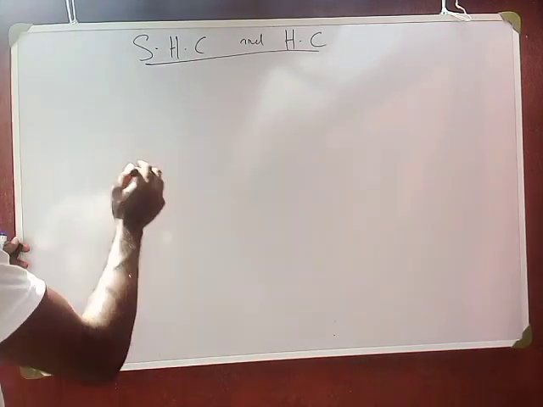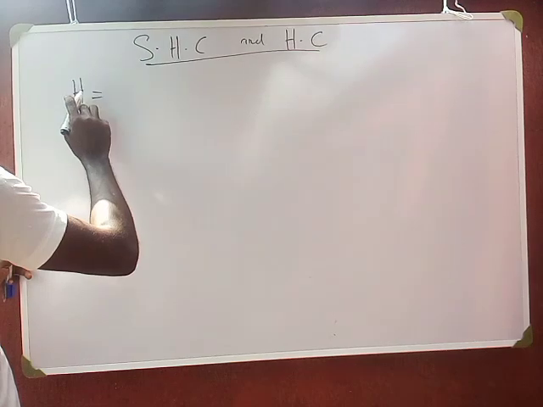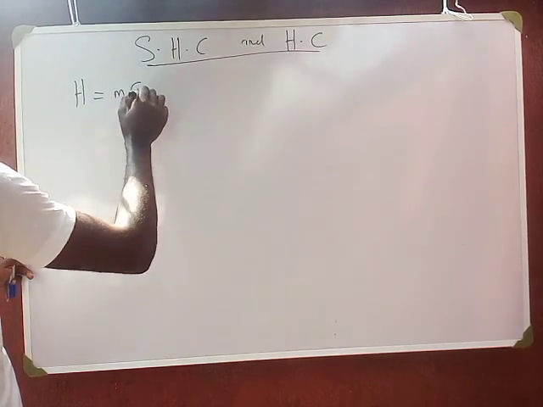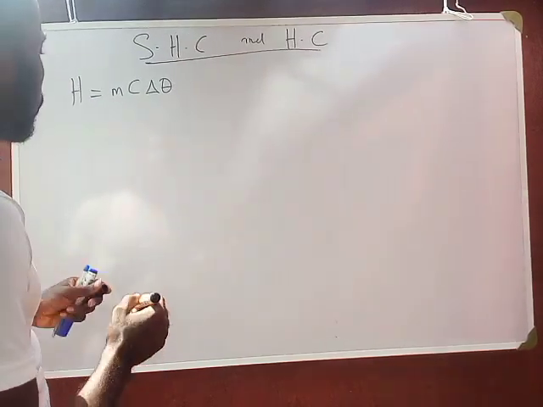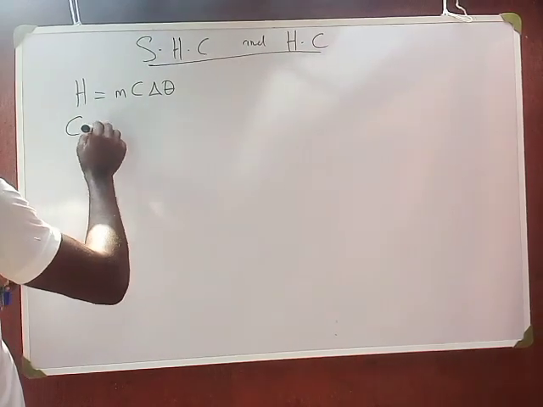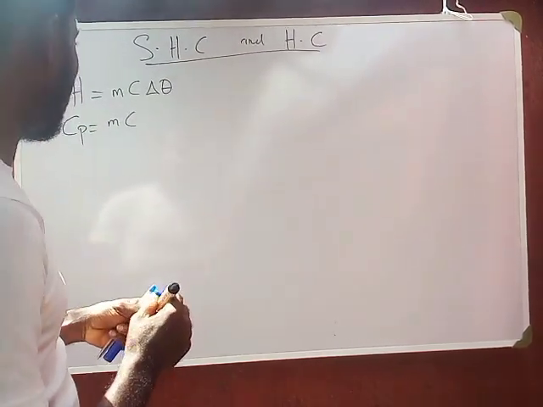Yes, we talked about this formula: heat energy is given as mass multiplied by specific heat capacity multiplied by change in temperature. And I told you that heat capacity is mass times specific heat capacity.